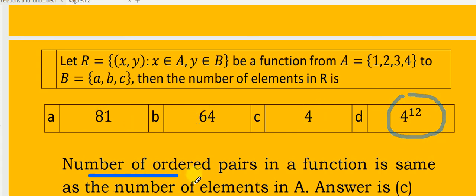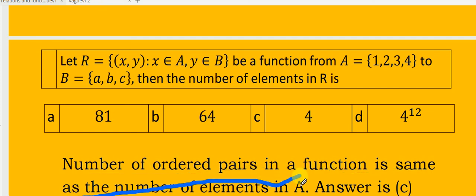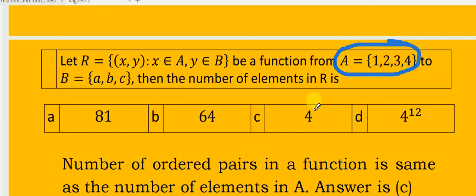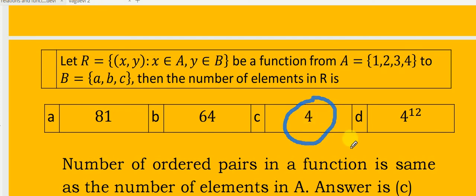But the number of ordered pairs in a function is the same as the number of elements in A. So we have to remember this concept. The number of ordered pairs in a function is the same as the number of elements in A. Therefore the number of elements in A is 4 here, so the answer is 4.